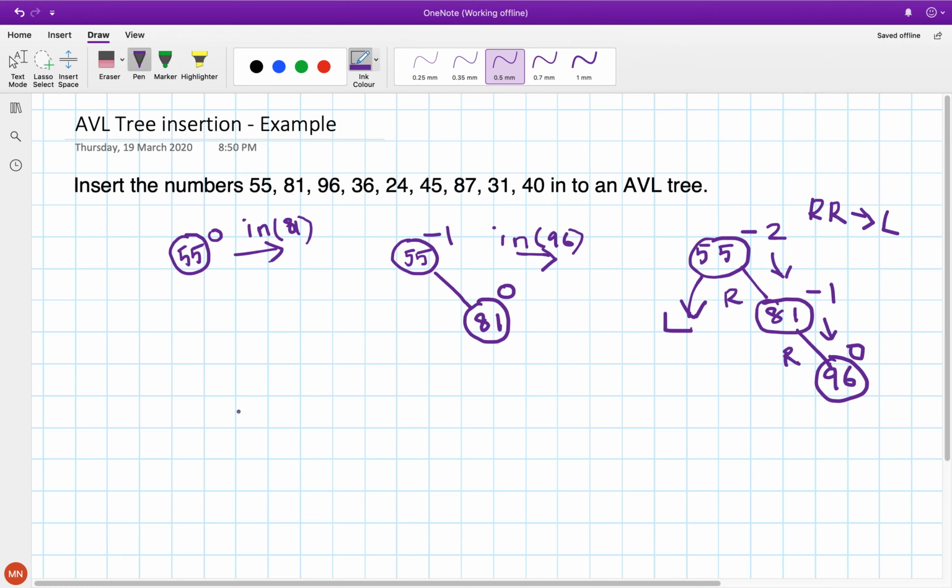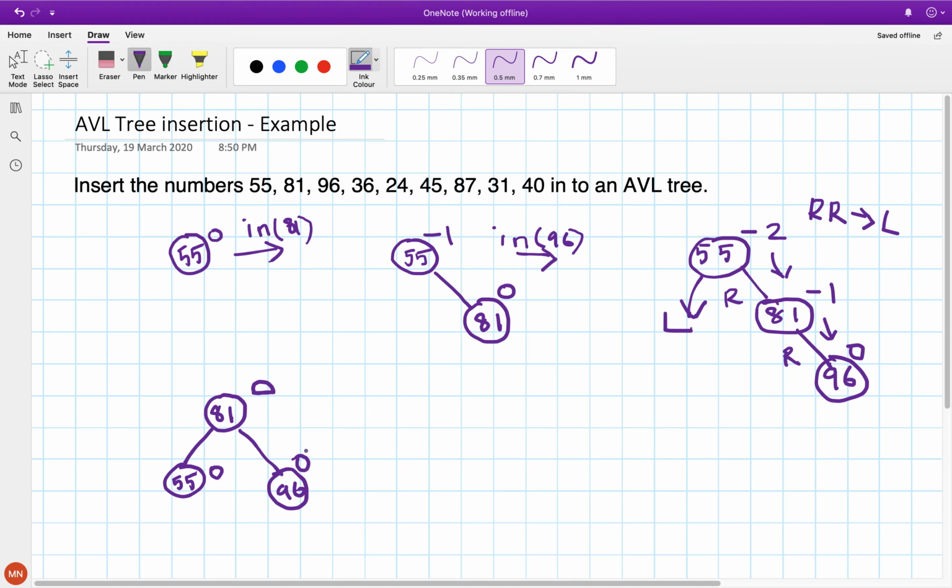So I will draw that tree here. So we have 81 at the root, and on the left side we have 55, and on the right side we have 96. So now if you recalculate the balance factor, this has a balance factor 0, this has a balance factor 0, and this has a balance factor again 0. Why 0? Because both of them are at the same height, 0 and 0 and 0.